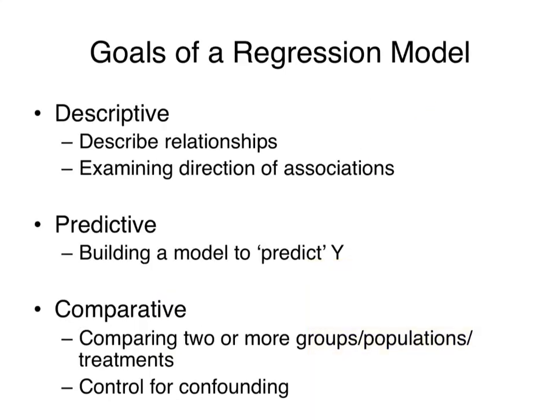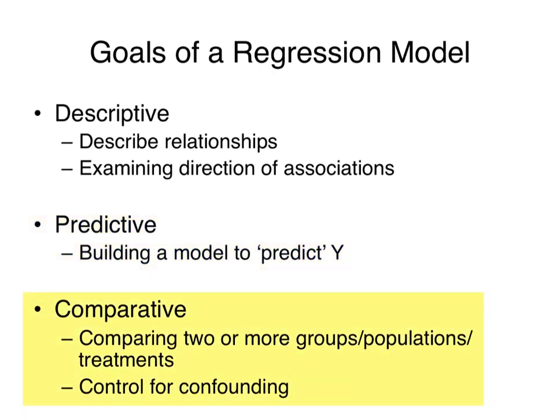So the goals of a regression model can be broadly placed into one of 3 categories. The first is descriptive. So here we are simply attempting to describe relationships that may exist. We're not interested in making any sort of predictions. We're only interested in examining the direction of associations that may exist. With predictive models, our goal is to build a model that is good at making predictions for the outcome. We still must have a good reason to include the explanatory variables that we include, but the ultimate goal is to build a model that is good at predicting the outcome variable.